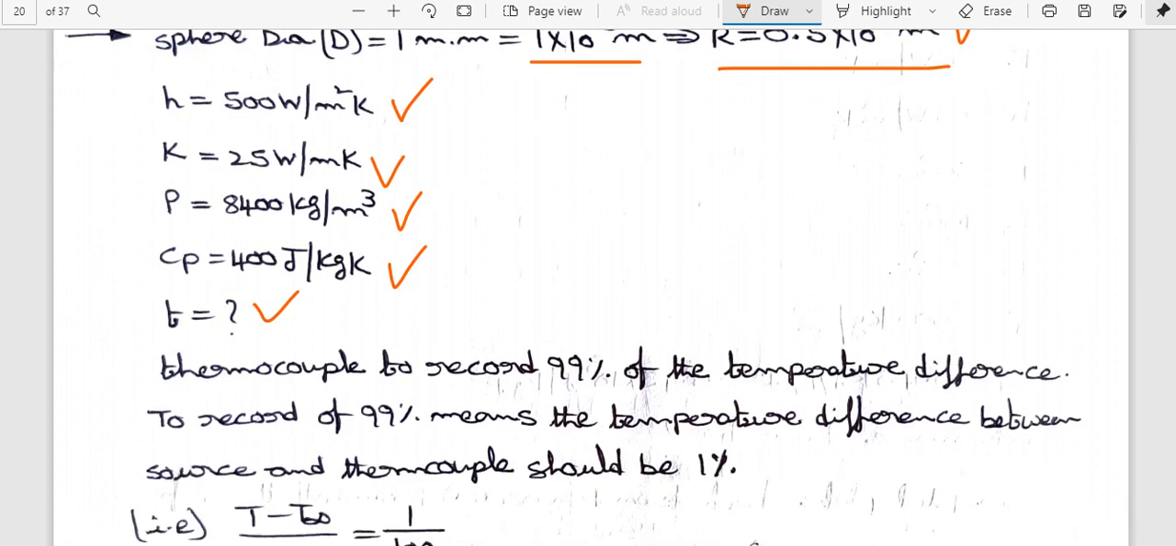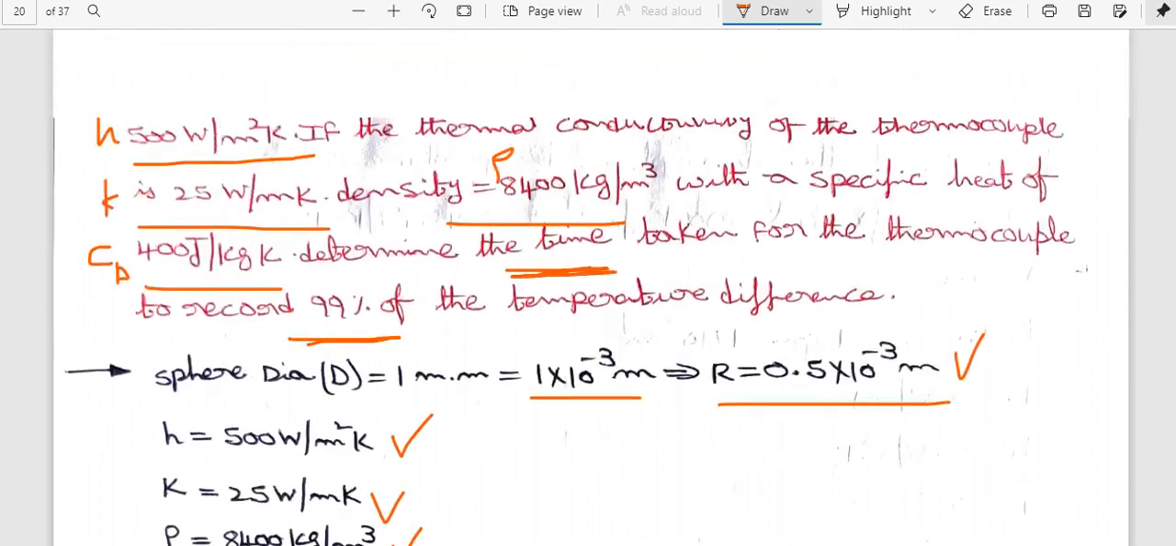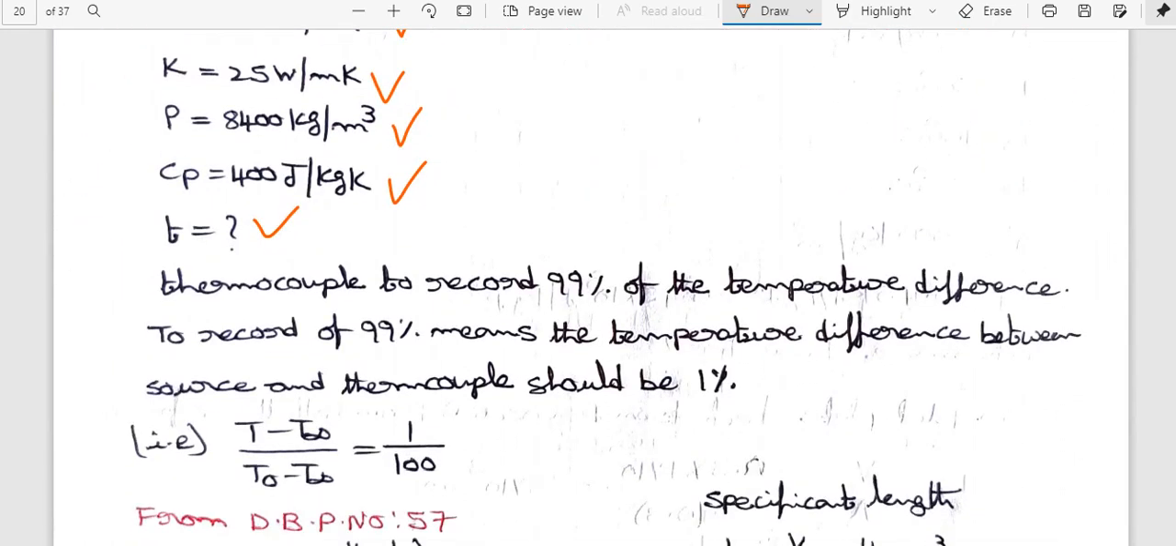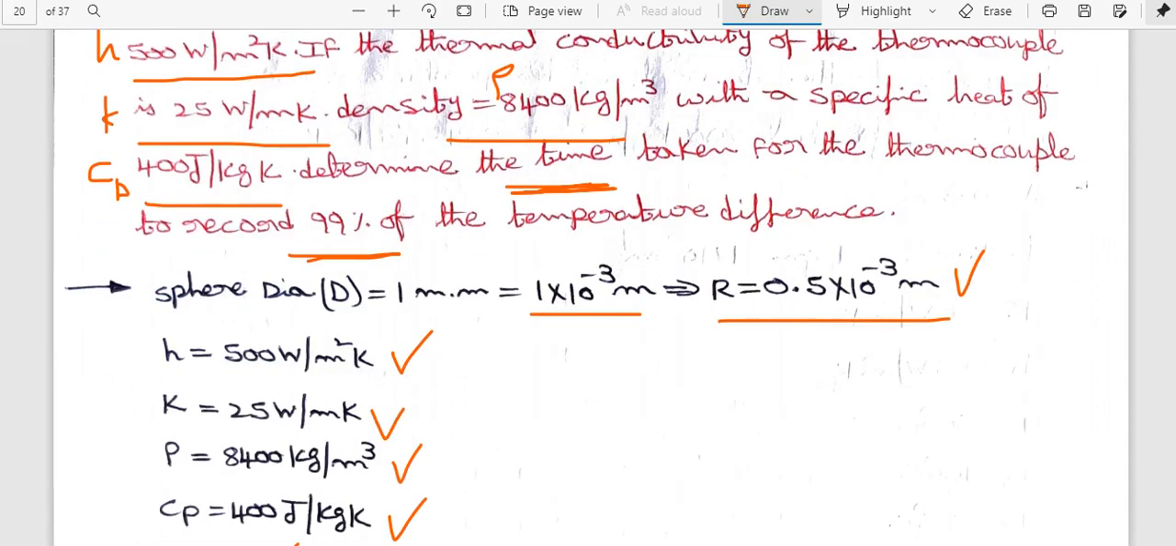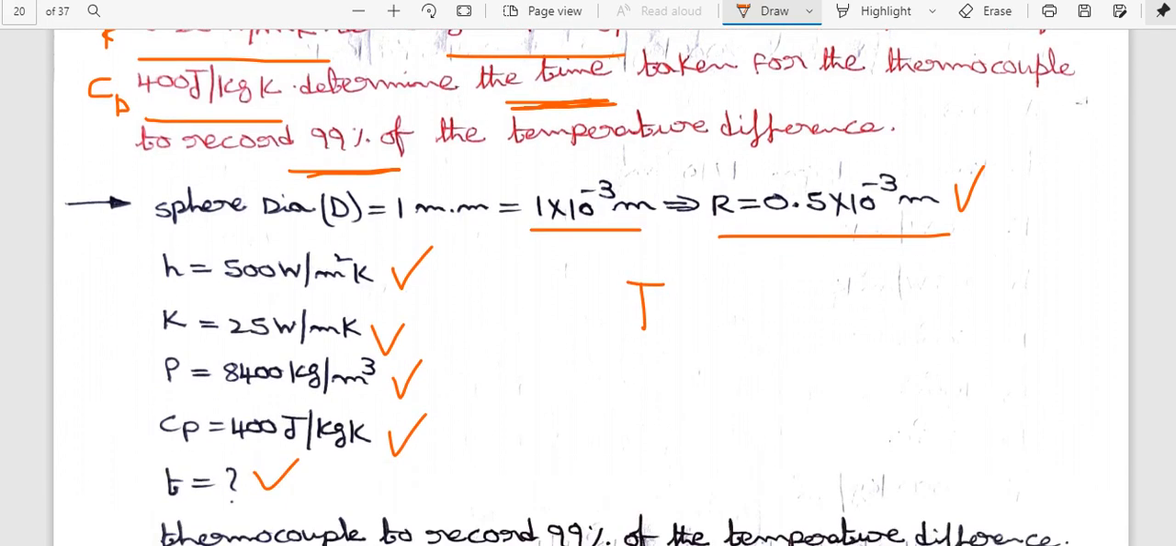So what is the T value? From the given question, the thermocouple records 99% of the temperature difference. Here in this question, the T value is not given, T naught is not given, and T infinity is also not given. So how can you calculate the time?